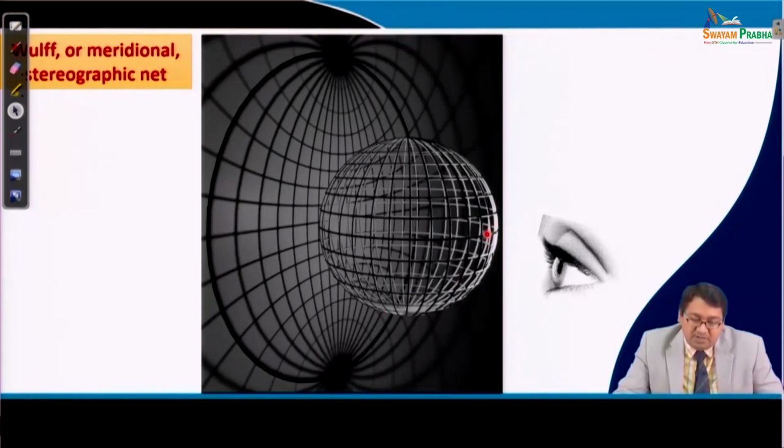then the ray of light will allow you to shadow these great circles and the spots on a screen, which will look something like this. And so, this is basically the two dimensional stereographic projection that we obtain.